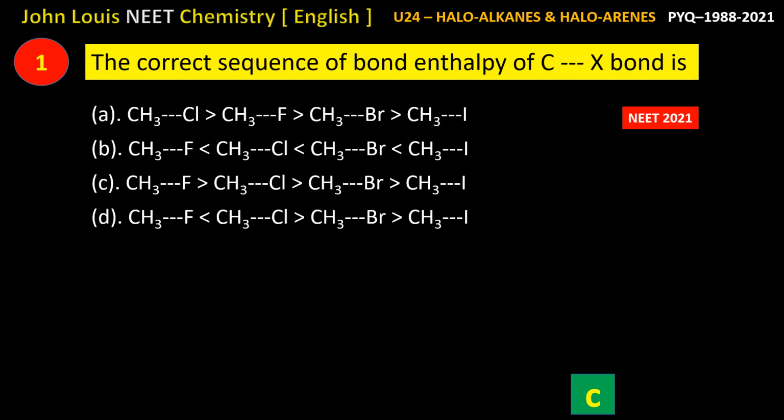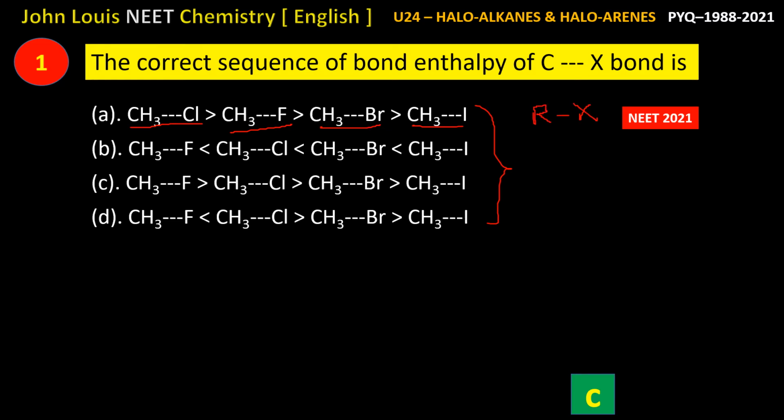The correct sequence of bond enthalpy of carbon halogen bond is: they are given four options: methyl chloride, methyl fluoride, methyl bromide and methyl iodide. The same compounds are given in all the four options. Therefore this is an alkyl halide compound.